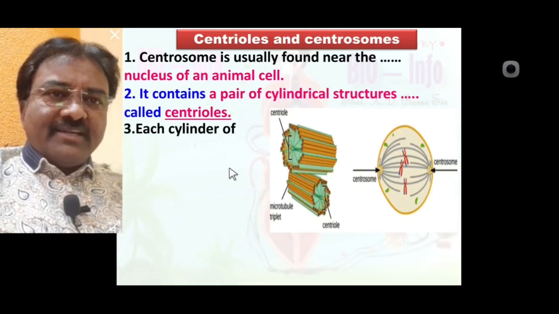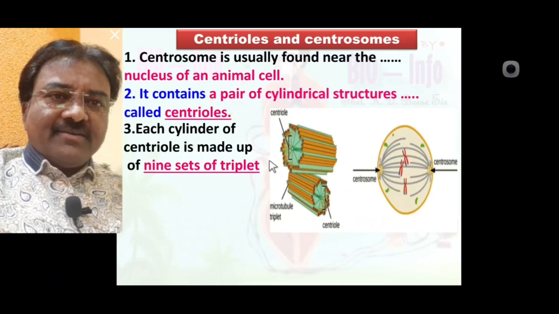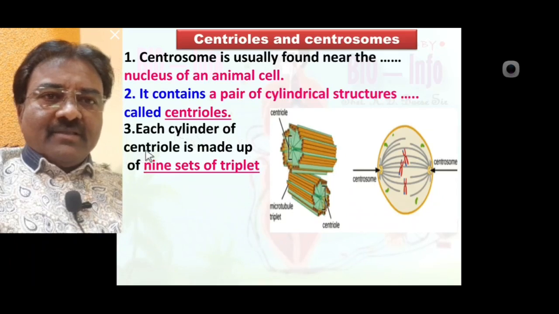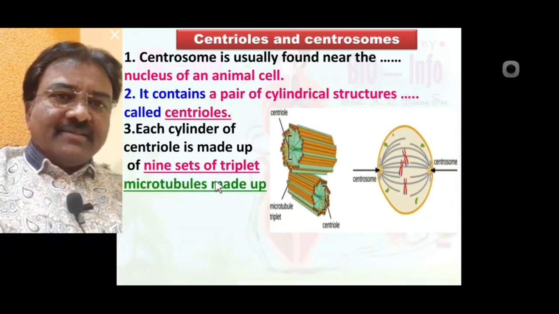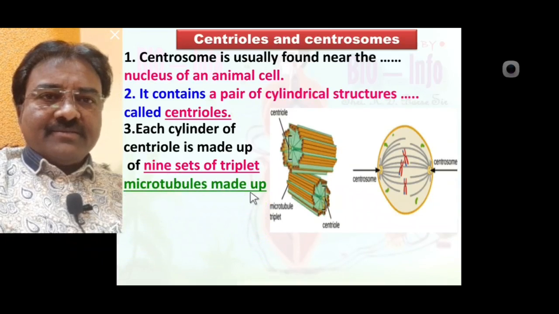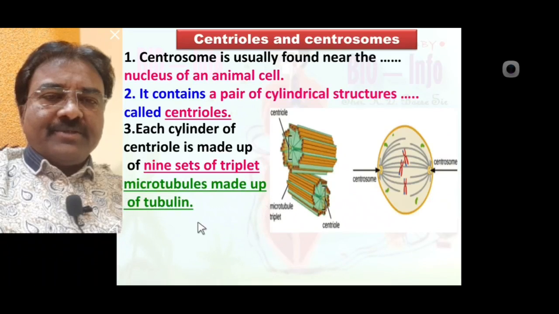Each cylinder of the centriole is made up of 9 sets of triplets. Microtubules are made up of tubulin material, which means tubulin is one of the proteins. Always remember, each centriole is cylindrical, made up of 9 sets of triplets of microtubules made up of tubulin material.